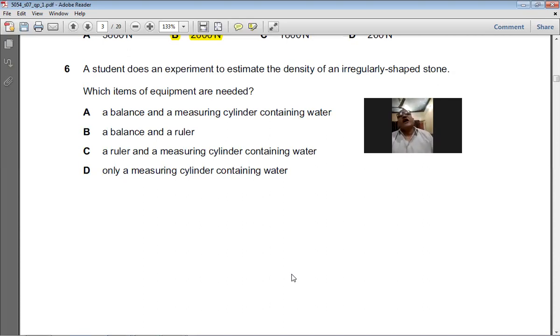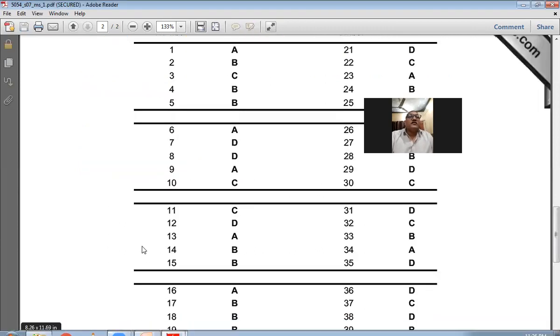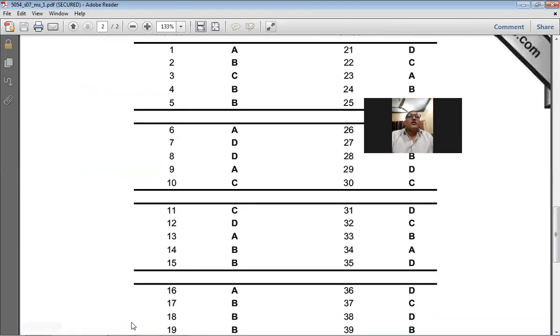So which items of equipment are needed? A balance and a measuring cylinder containing water. I think this is the right answer. A balance and a ruler? No. A ruler and a measuring cylinder containing water? No. Only a measuring cylinder containing water? No. For mass, I need a balance, and for the volume, I need a measuring cylinder. So A is the choice. Question number 6, A is the right choice, sir.